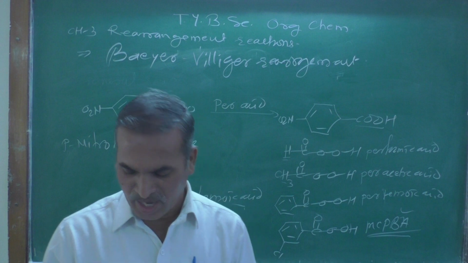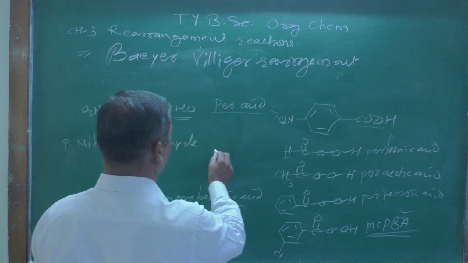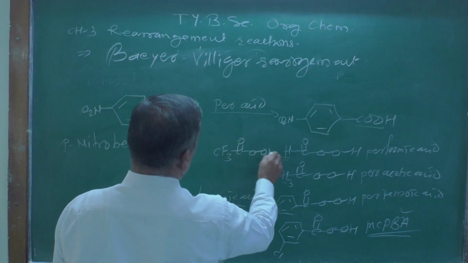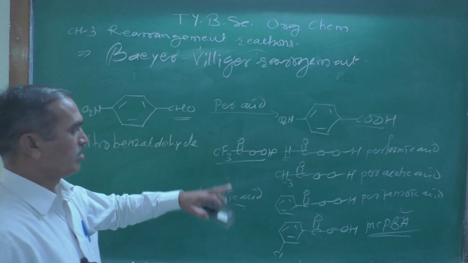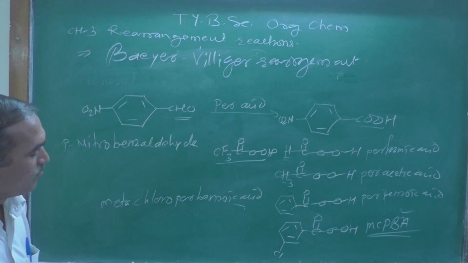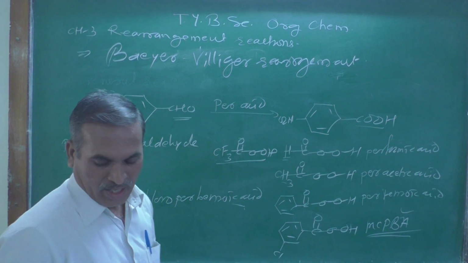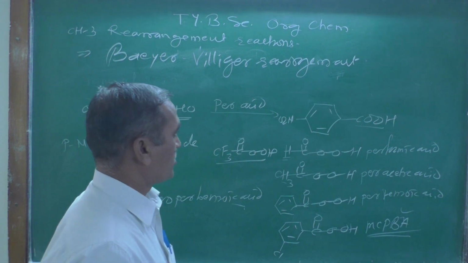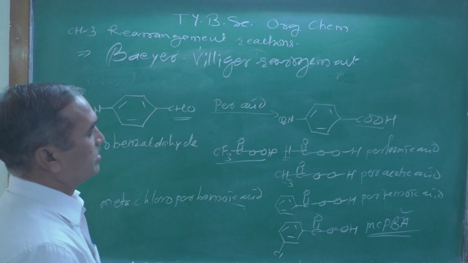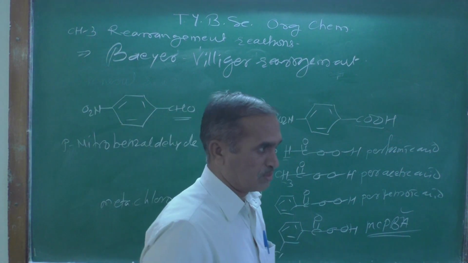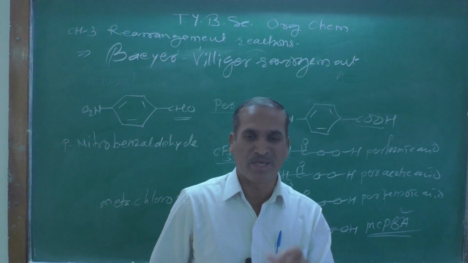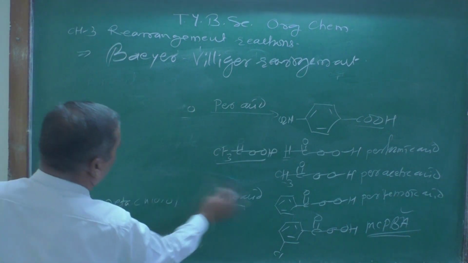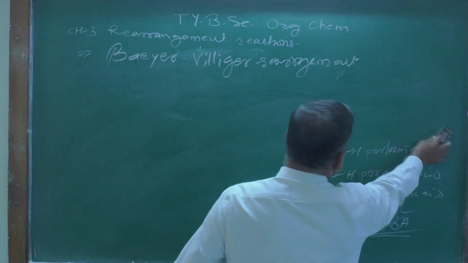peroxytrifluoroacetic acid. Here it is CF3 C double bond O and OH. This is another one, peroxytrifluoroacetic acid. So these are some of the reagents generally used to perform the Baeyer-Villiger oxidation reaction. Got it? Now let us see the general mechanism with these peracids.